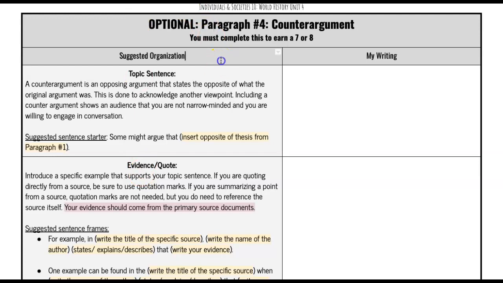It is in the same kind of organization as we've done for the other paragraphs. So we've got the information on the left and a place for you to write on the right. We'll start with the topic sentence. For the counter argument, this is slightly different.